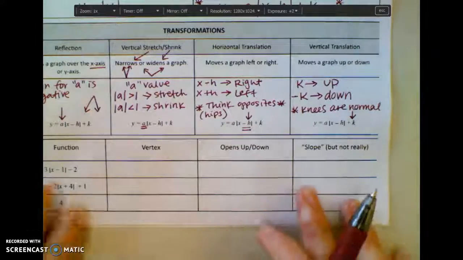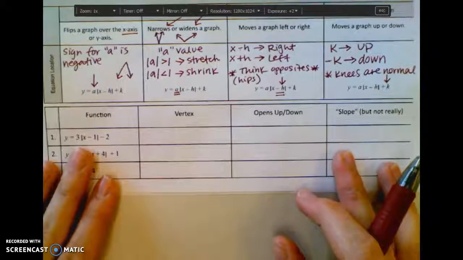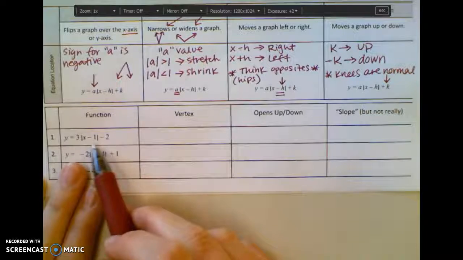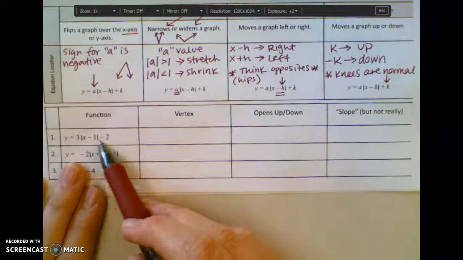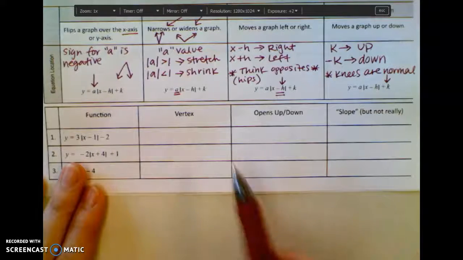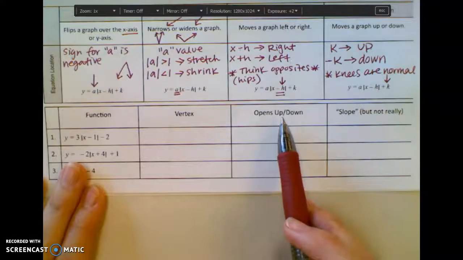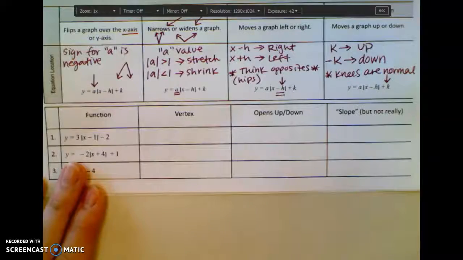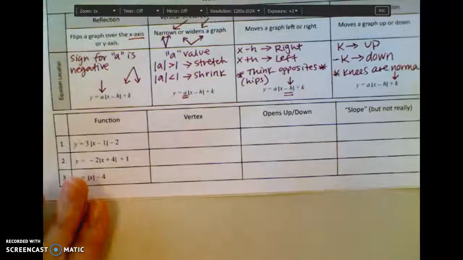All right, let's put all of these into practice. First with our function, y equals 3 times the absolute value of x minus h, and then a minus 2 at the end. We want our vertex. We want to know if it opens up or down, and we want our slope here. So first of all, our vertex.